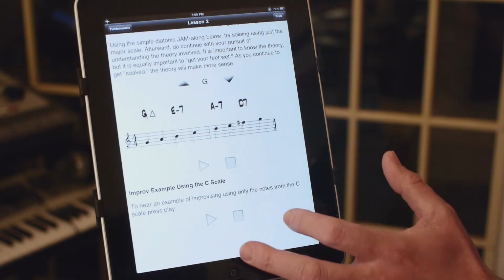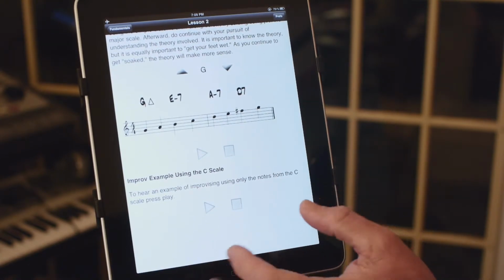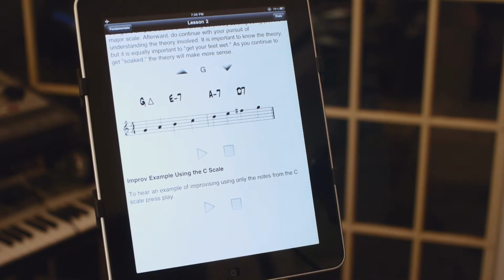And when they're appropriate, and in this particular lesson, there will also be audio examples, so you can actually go in and hear this being played, soloing and only using the major scale.